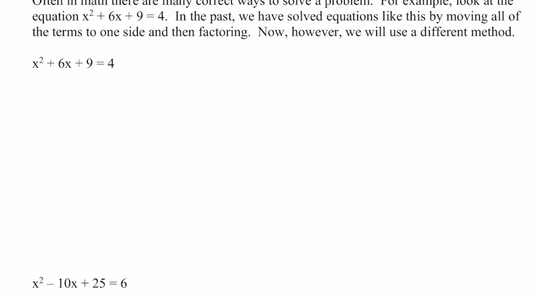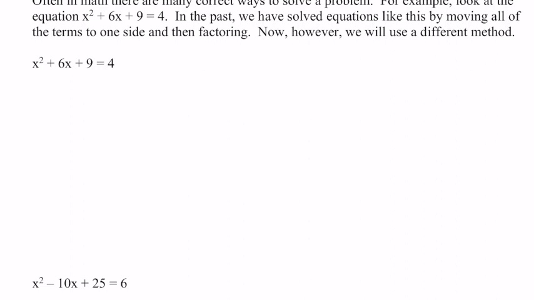In the past, we would have looked at an equation like x squared plus 6x plus 9 equals 4. We would have subtracted 4 from both sides to end up with an equation equal to 0 that we might try to solve by factoring. In this case, we're going to solve this in a different way. We're going to go ahead and factor the left side as it is, even leaving the equation equal to 4.